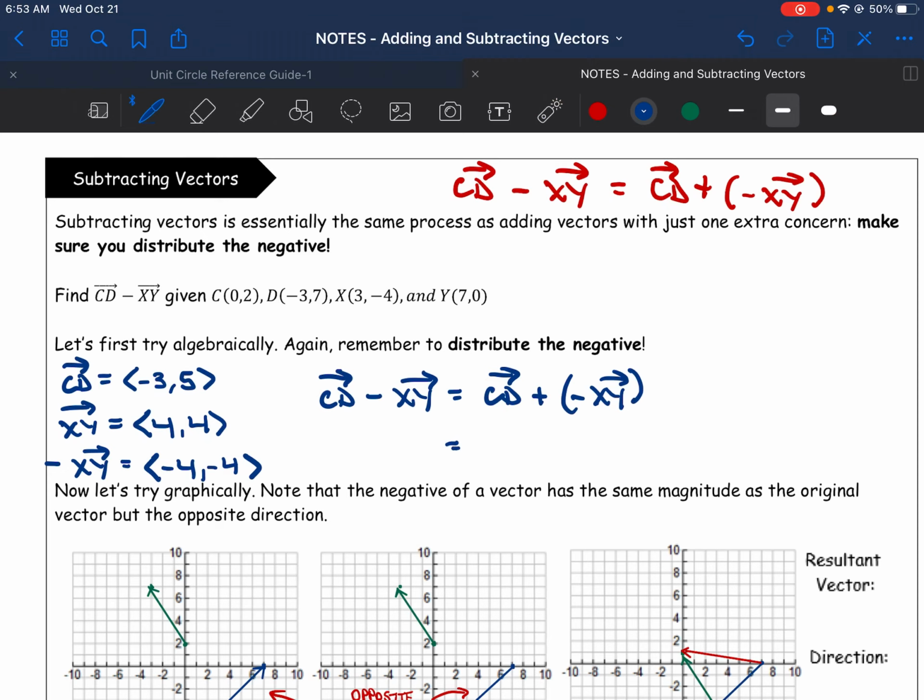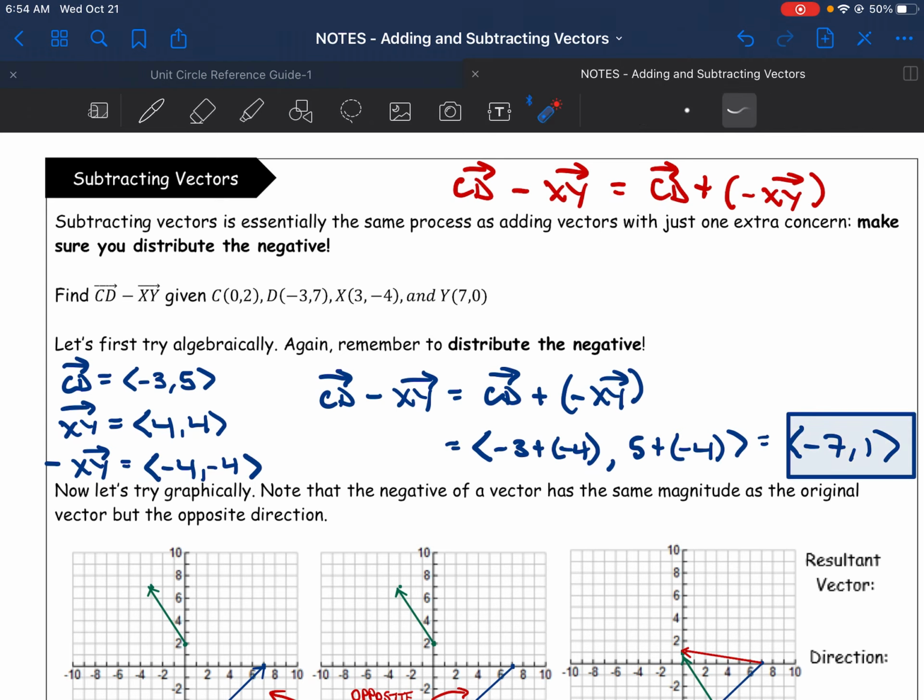And that would turn out to be, let's see, we're going to add our x components together. So it'd be negative 3 plus negative 4. Then we would have 5 plus negative 4, which would give us negative 7, positive 1. So this is the resultant vector of vector CD minus vector XY.